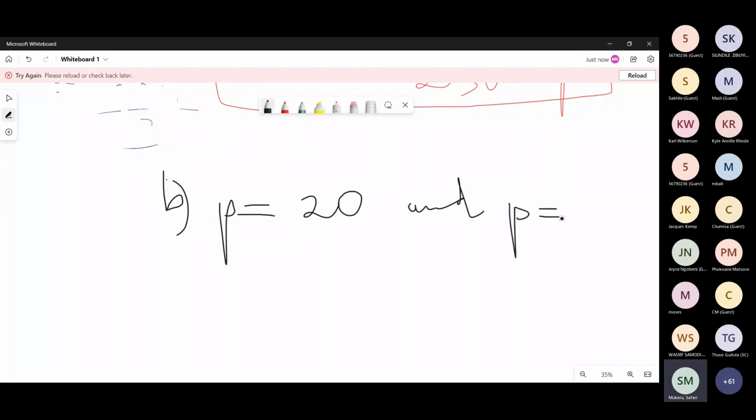Now let's calculate the point elasticity at those two values, P equals 20 and P equals 30. First, let's take P equals 20. How do you find the price elasticity epsilon D? Here we have the formula, right? -5 multiplied by P over Q.